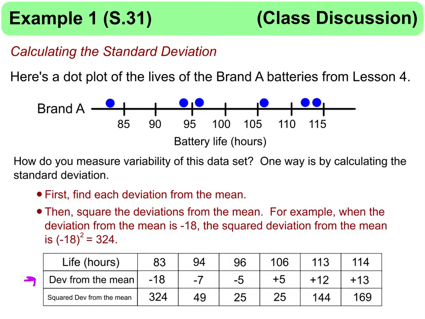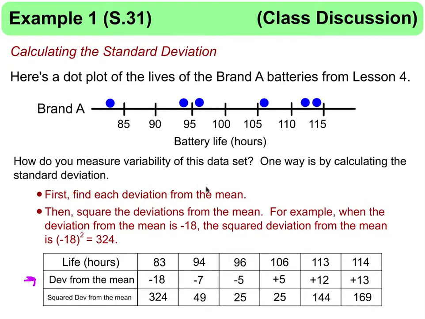In example 1, we're going to start to model and describe how to calculate the standard deviation. So here's a dot plot of the lives from brand A batteries from lesson 4, where we had the batteries that had the life hours of 83, 94, 96, 106, 113, and then 114. So what we did to work out this standard deviation is follow these particular steps.